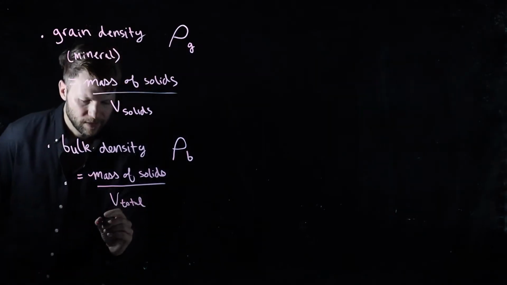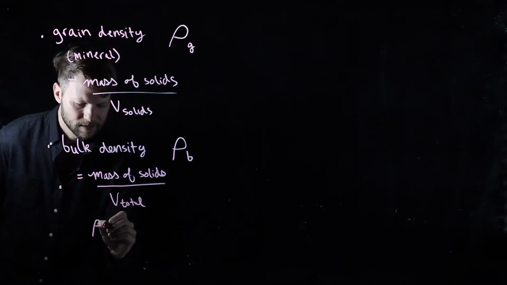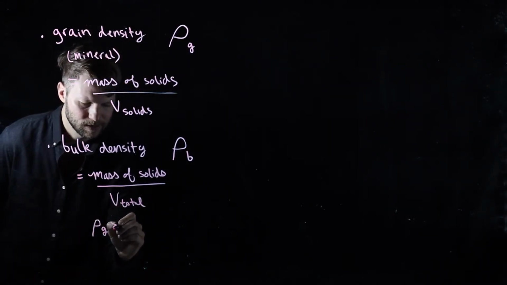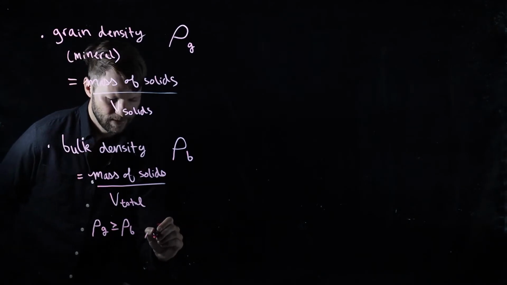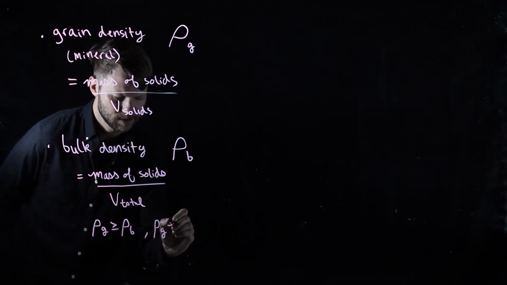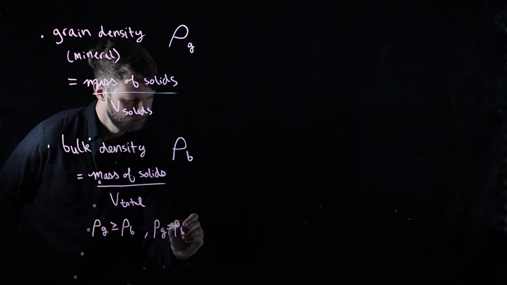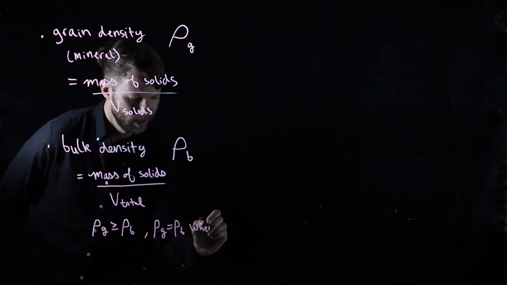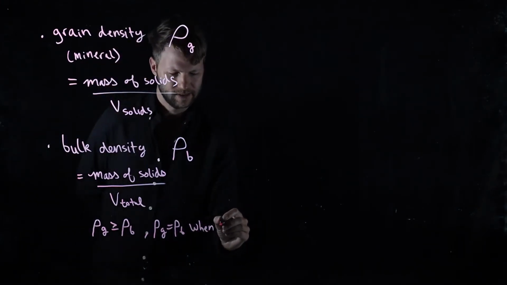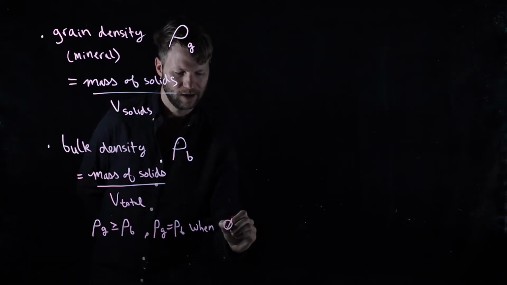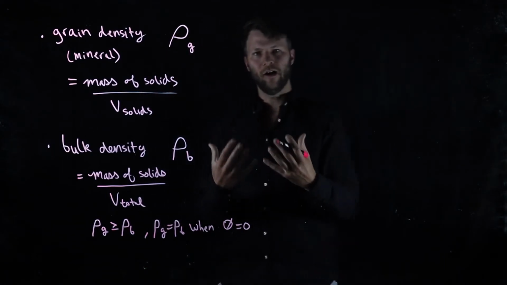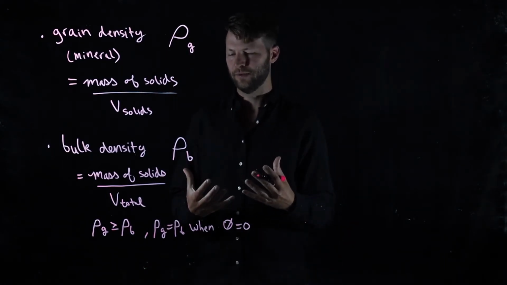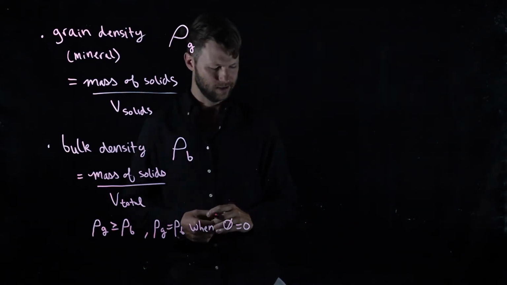We should note that the grain density will always be greater than or equal to the bulk density, and that the two will specifically be equal to each other when there is no pore space, namely when the porosity is 0. That is, all of the space within a sample is occupied by the solid mineral grains themselves.